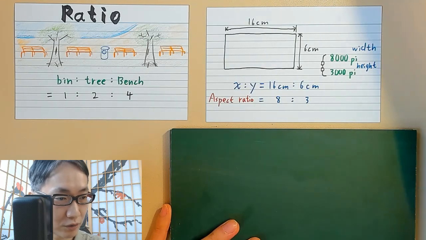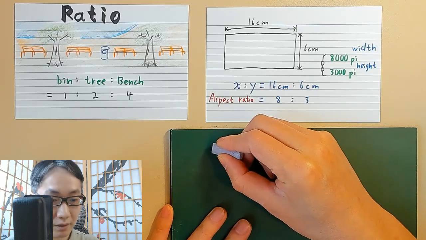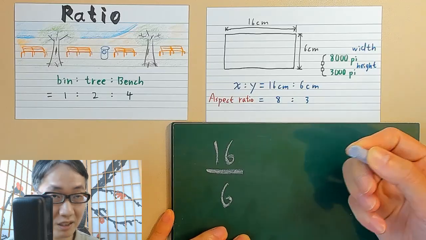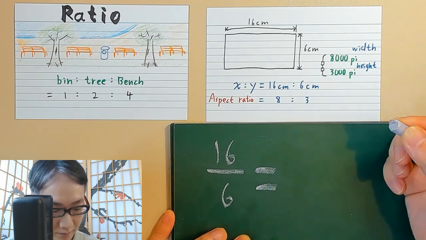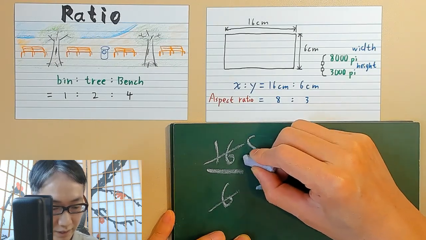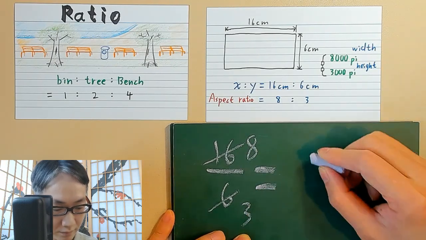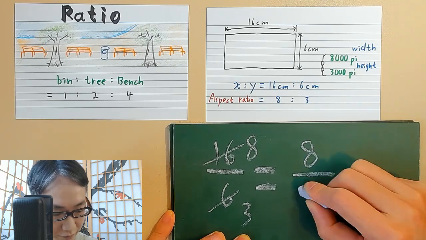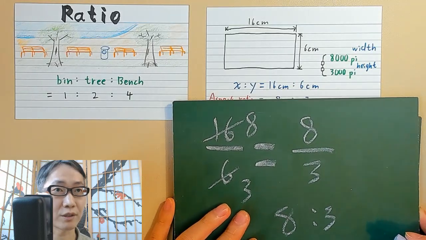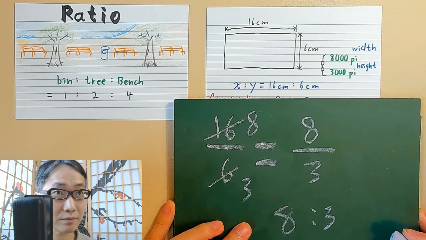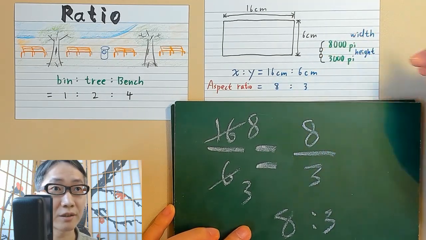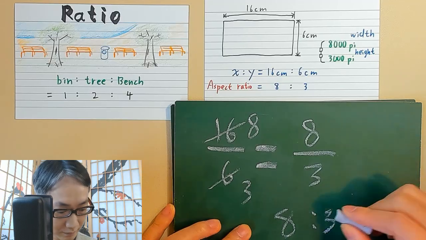So it's like doing a fraction. 16 over 6. Oh, it can be simplified. So let's simplify that. Okay, divide both the numerator and denominator by 2, which gives 8 over 3, or 8 to 3. Okay. So that's why we have 8 to 3 here.